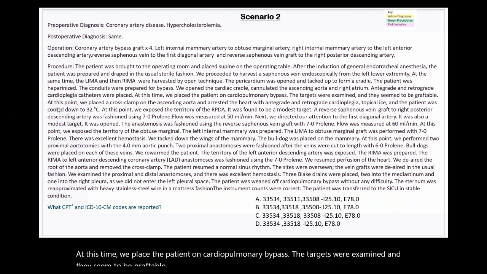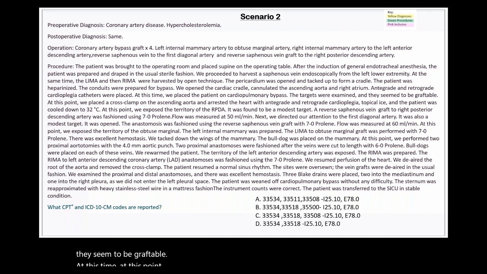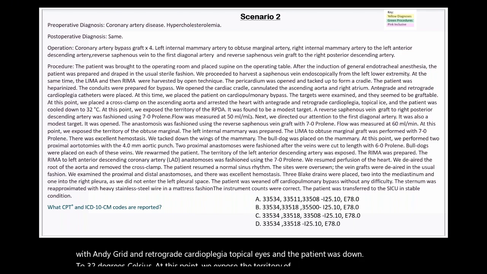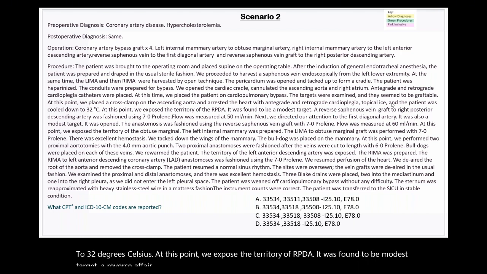At this point, we placed a cross clamp on the ascending aorta and arrested the heart with antegrade and retrograde cardioplegia, topical ice, and the patient was cooled down to 32 degrees Celsius. At this point, we exposed the territory of the RPDA. It was found to be a modest target. A reverse saphenous vein graft to the right posterior descending artery was fashioned in 7-0 Prolene. The flow was measured at 50 ml per minute.